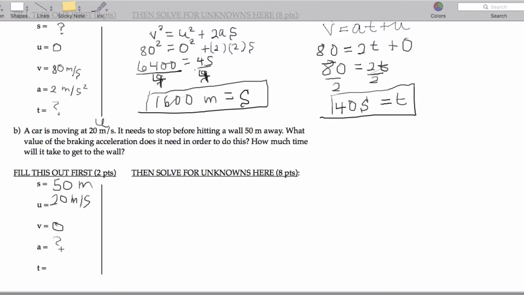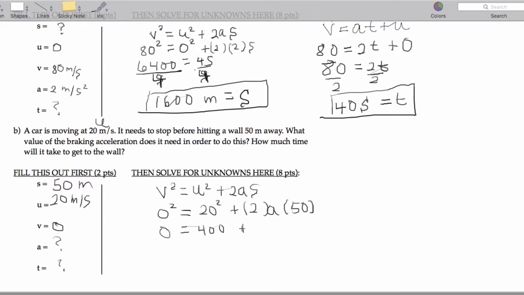We don't know the acceleration, and we don't know the time. So let's use the equation that doesn't have time to get the acceleration. So I'll use v squared is u squared plus 2as. I end up at a final speed of 0. That's going to equal 20 squared plus 2 times a times 50. And that's going to give me 0 equals 400 plus 100 times a. I'm using the commutative property and other neat tricks from algebra.